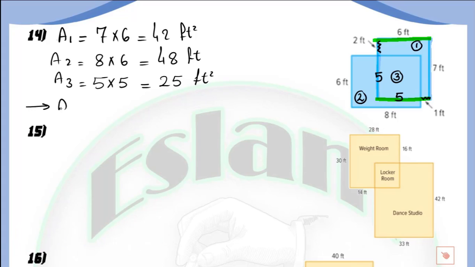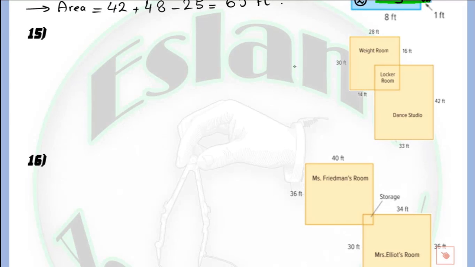So now we need to find the area of the figure. To find the area of the figure will be area of number 1 plus 2 minus 3. So it will be 42 plus 48 minus 25. By solving the operation, the answer will be equal to 65 squared units. In question 15, we need to find the area of the figure. We have overlapping part. So we need to find area of number 1, area of number 2, then subtract area of number 3. Area of number 1 represents a rectangle because we have 28 by 30.